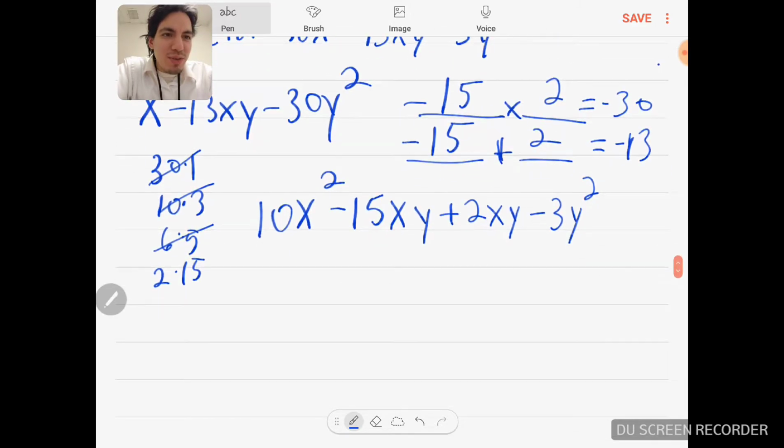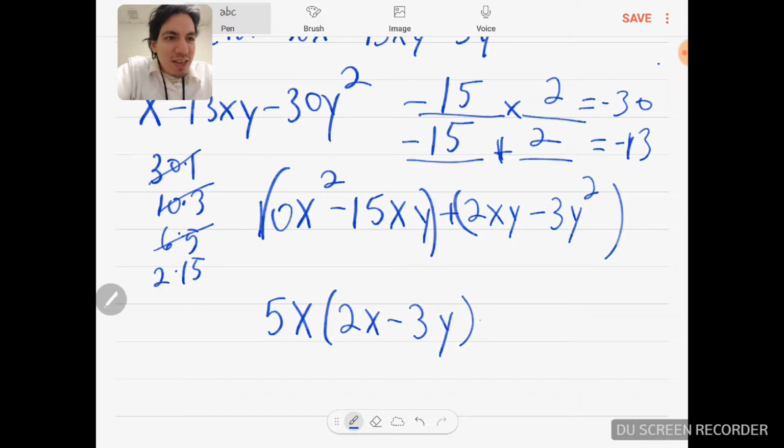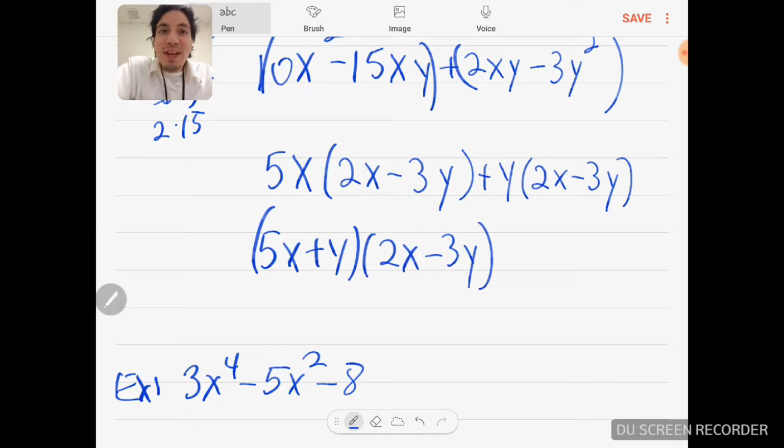All right, so now we need to group these terms. Well, they're actually fine the way they are. So let's factor out a 5x in both terms. So we get 2x minus 3, oopsie, not x, we're left with y. And for the second term, all we have to do is factor out a y, and I'm left with 2x minus 3y, and well, there you go. That worked out very nicely, actually. So I'm left with 5x plus y times 2x minus 3y, and those are my factors.